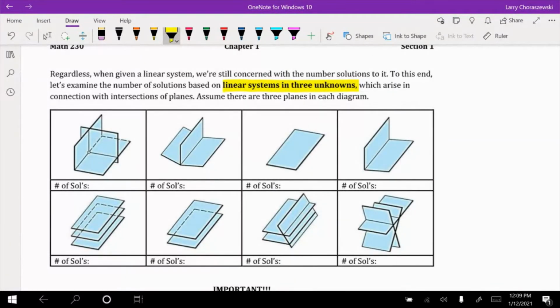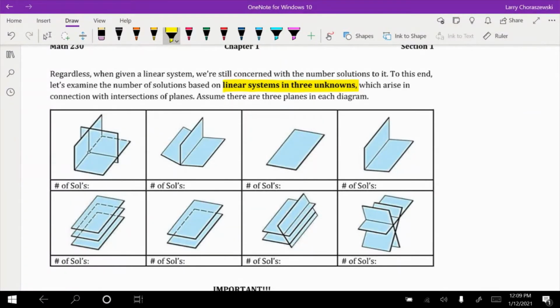Now, remember, a solution has to satisfy all the equations involved in the system. So if there's a solution to the system, it should correspond to a point that's on all three of the planes at the same time. If we find that there's a point that's on two planes but not on another plane, then that's not going to be a solution to the system. Solutions have to satisfy all the equations, and from a geometry standpoint, the solutions will be points that are on all of the planes at the same time. So we're going to work on the first row here, and we'll try to identify where the solution or solutions are, and then we'll make a note of how many solutions there would be to that system.